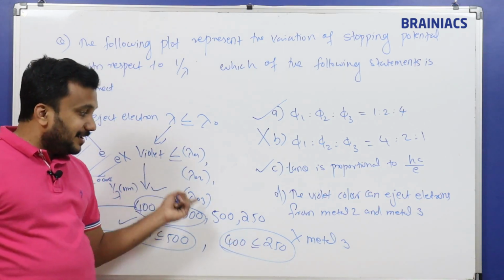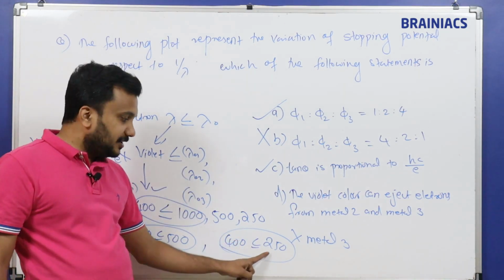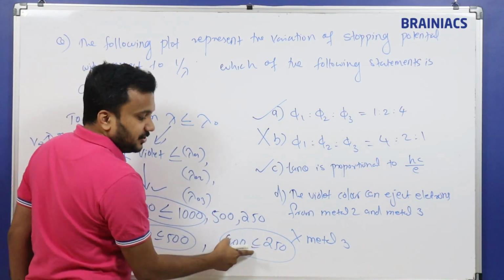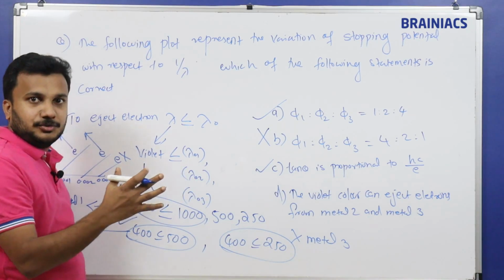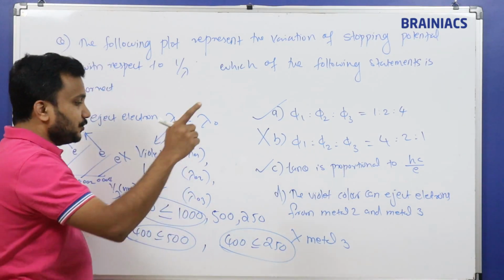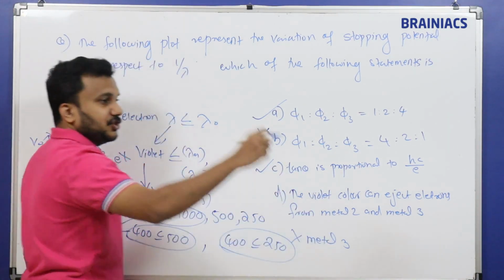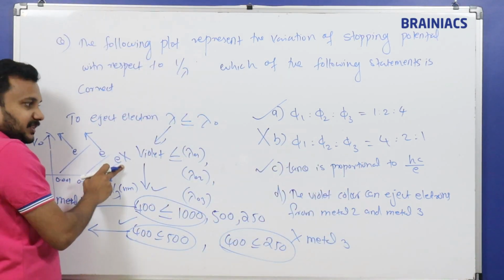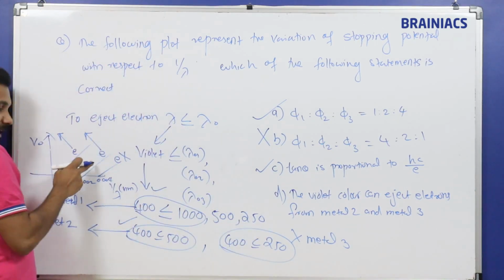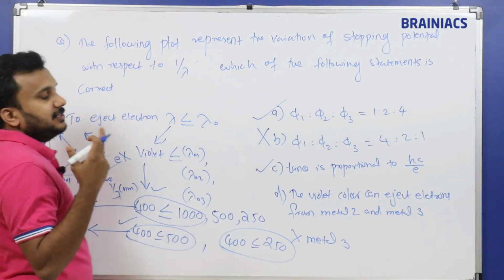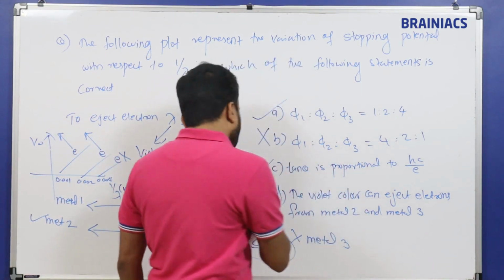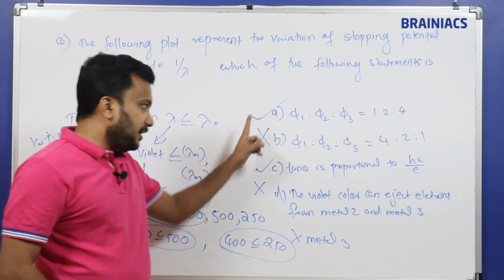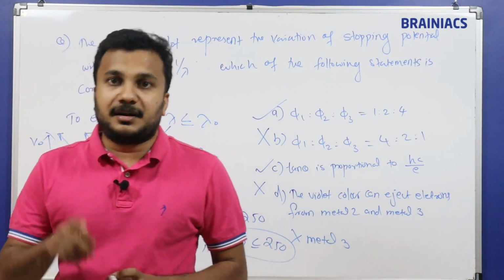Threshold wavelength is less than 400 nanometers. So this condition is false. This is the condition to have an ejection, so it is wrong. 400 is not less than or equal to 250 nanometers. That's a wrong statement, so this is not possible. So if you send violet rays to metal 3, electrons cannot come out. But if you give violet rays to metal 2 and metal 1, then electrons can be ejected. That's why option D will not be the correct answer. Option A and option C both are the correct answers.